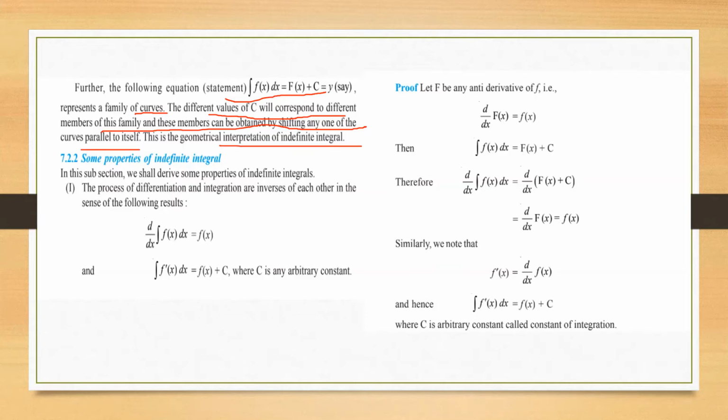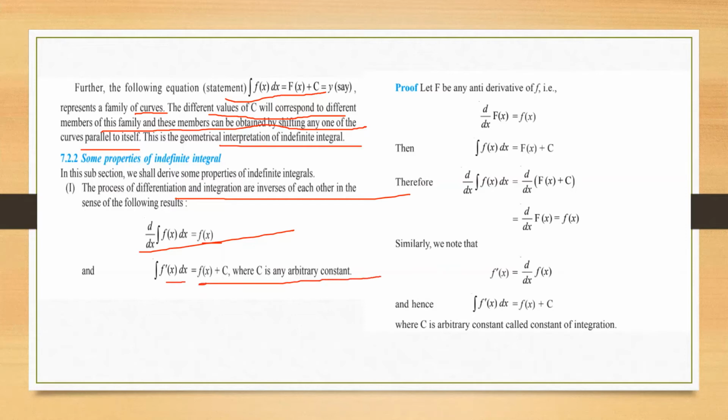Now let us start with some properties of indefinite integral. In this subsection we will derive some properties. The processes of differentiation and integration are inverse of each other. So let us start with it. d/dx of integral f(x) dx equal to f(x) implies that integral of f'(x) dx equal to f(x) plus c, where c is an arbitrary constant.